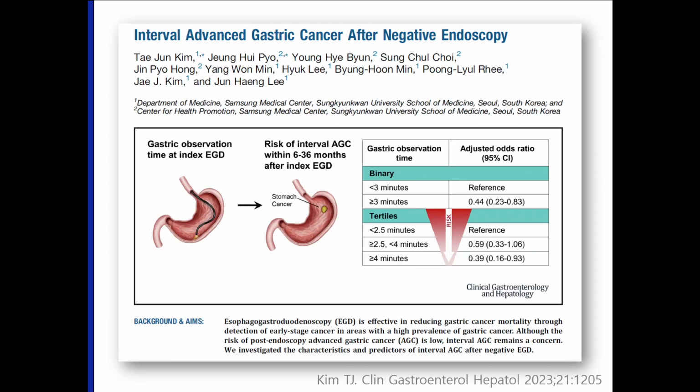The second most important factor is the observation time. We included 1,200 patients with gastric cancer within 6 months of cancer-negative endoscopy. And we found that short observation time, less than 3 minutes, was strongly related with interval advanced gastric cancers.